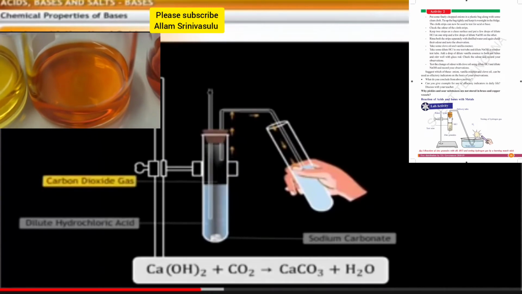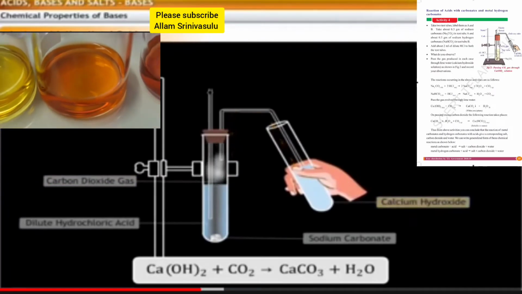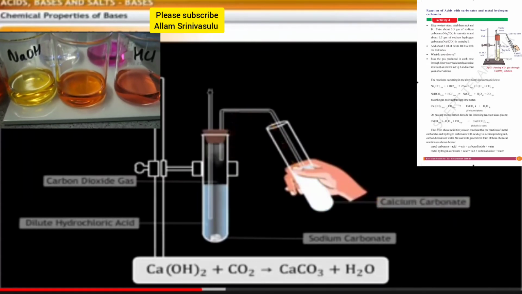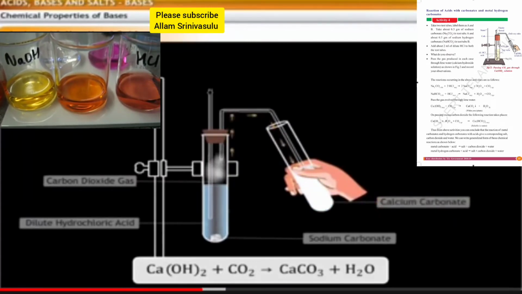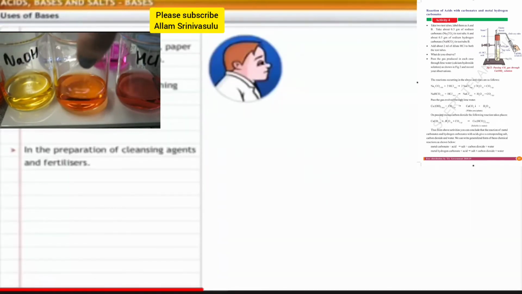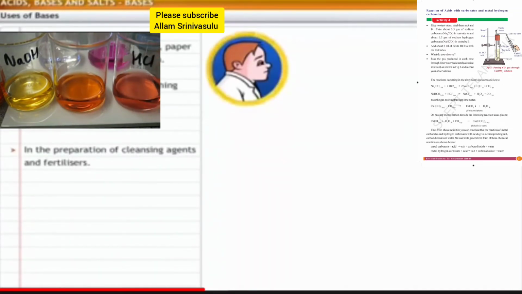Now arrange all the apparatus as shown in the figure, and pour calcium hydroxide in the delivery tube. It reacts with carbon dioxide, forming calcium carbonate plus water. A milky white color appears, so carbon dioxide is evolving.